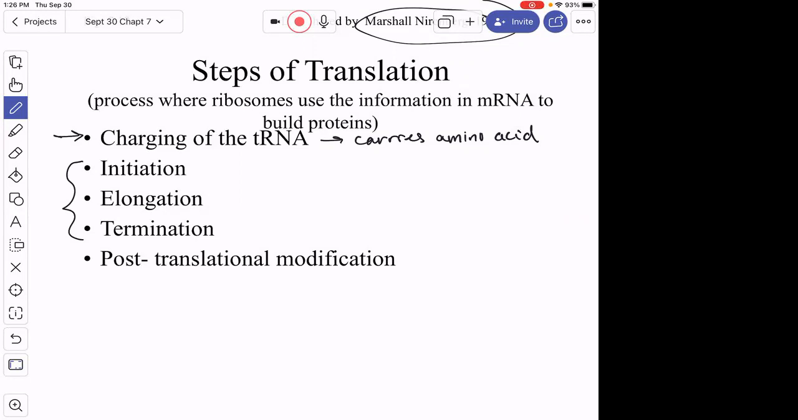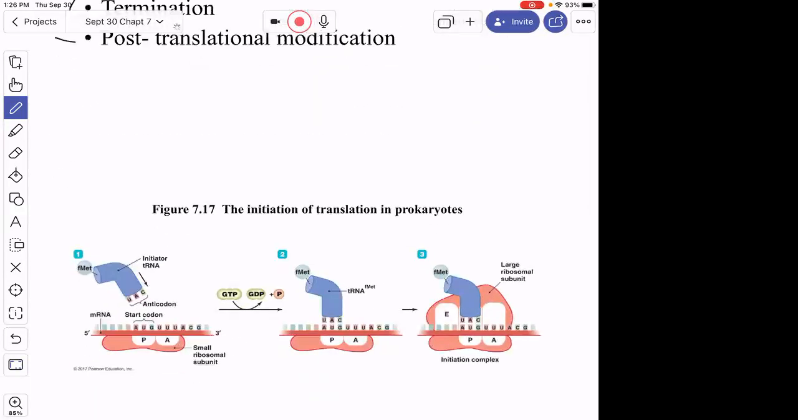Again, transcription kind of sounds like translation, but keep those processes separate in your mind. They're very different. And then we'll just briefly mention that once you have a protein translated at the ribosome, that doesn't necessarily mean that it's ready to do its work. There might need to be some tweaks made before that's a functional protein. So we'll just mention that briefly.